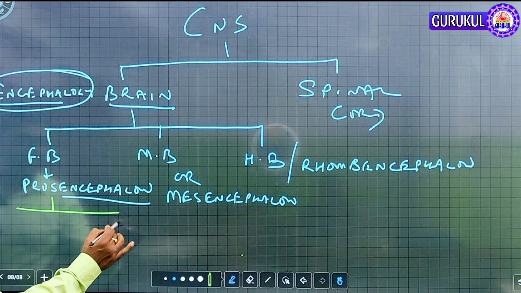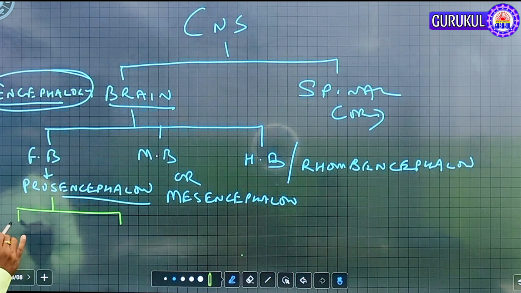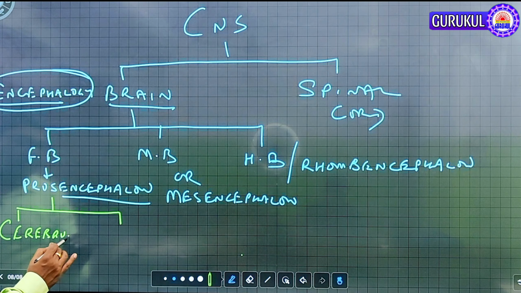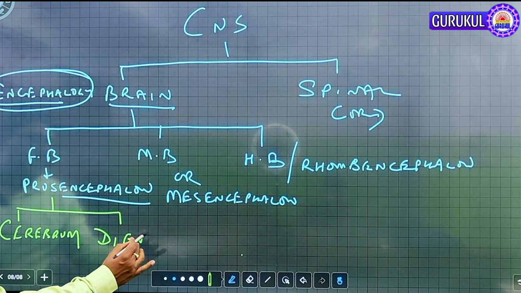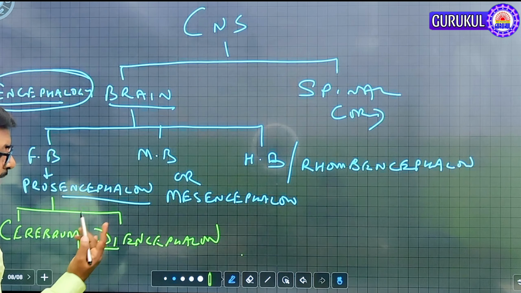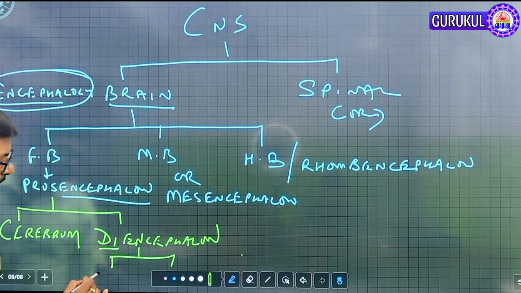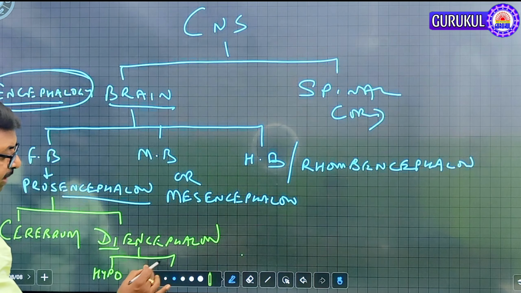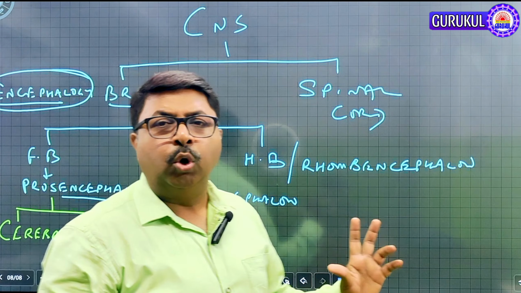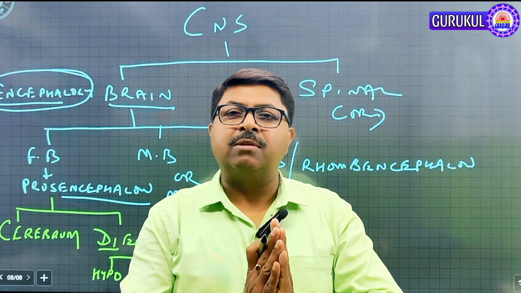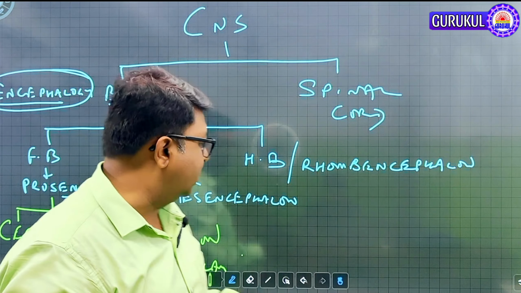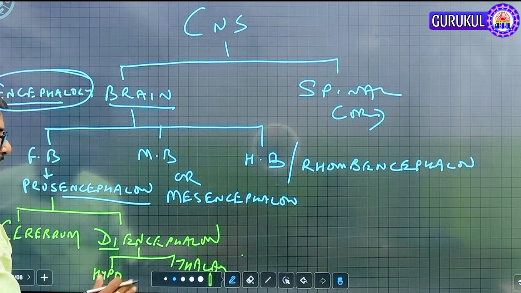Now we know that the forebrain we can classify into two. One is the cerebrum, and the other is the diencephalon. Di means two, so one is thalamus and one is hypothalamus. I have made a detailed video only on forebrain, just go through that. I'm just giving you the idea.